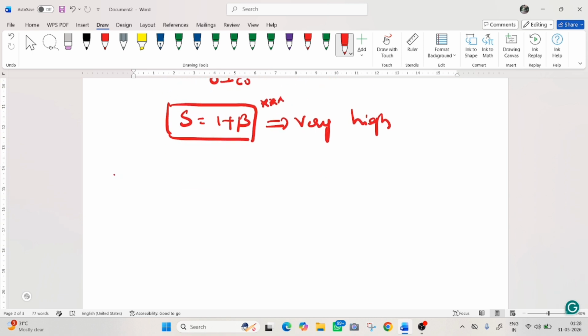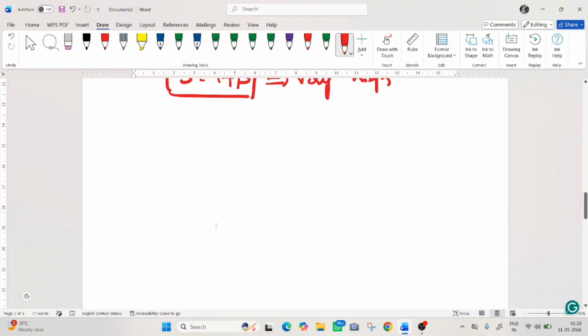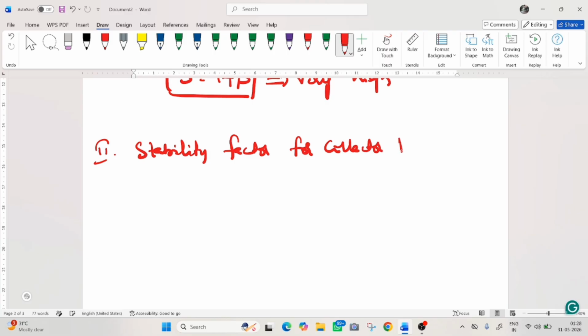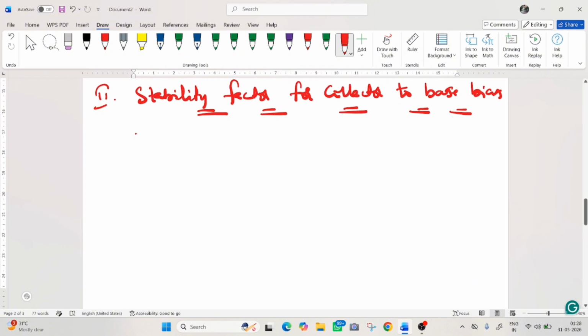Now we'll try to find the second one. We'll go with the second one, that is the stability factor for collector to base bias. Again, we must know the circuit diagram for collector to base bias. How to draw the collector to base bias circuit?